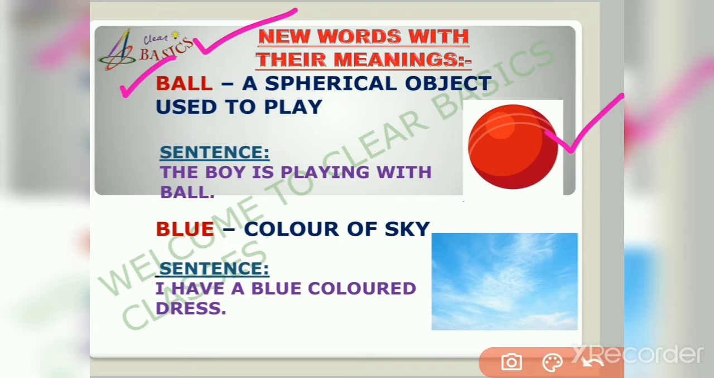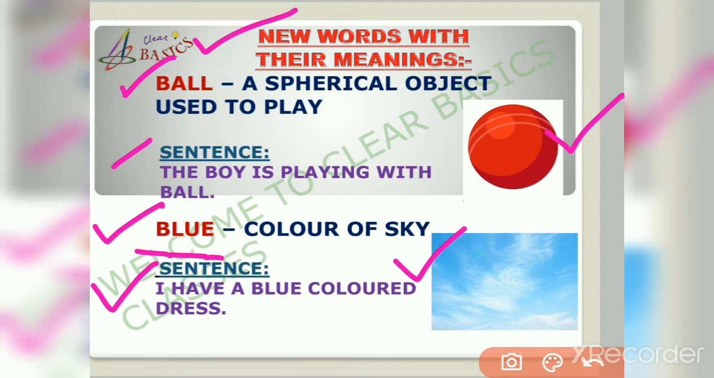Now friends, let us take an example sentence. The boy is playing with the ball. Our next word is blue. B-L-U-E, blue, which is the color of the sky. Friends, look at this picture. Here you can see the color of the sky is blue. Now friends, let us take an example sentence. I have a blue colored dress.